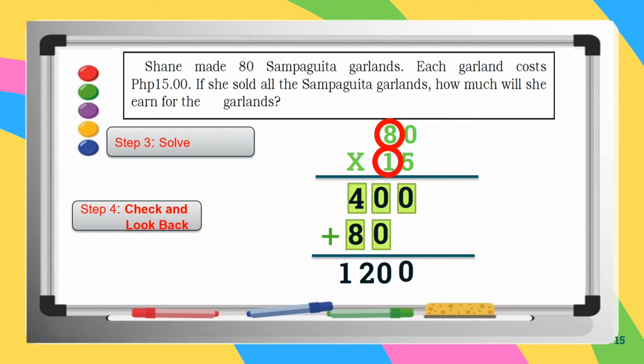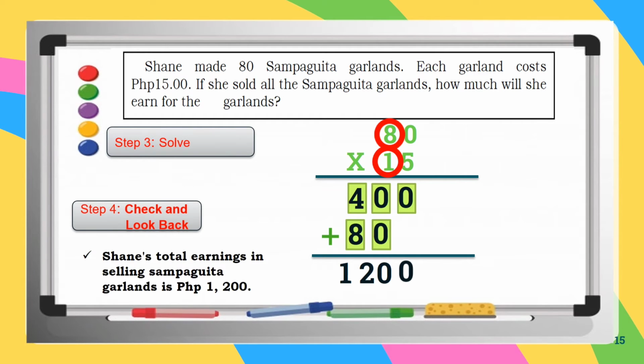And then, let's check and look back. Shane's total earnings in selling sampaguita garlands is 1,200 pesos.